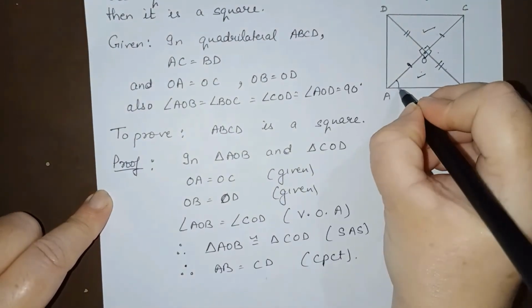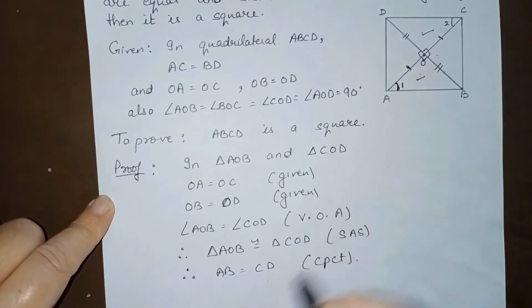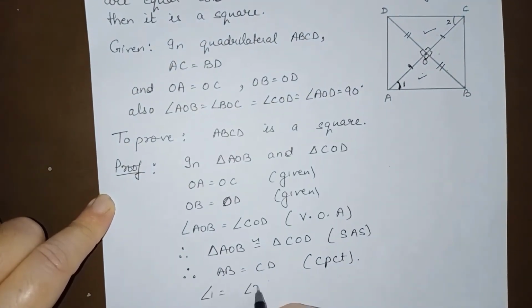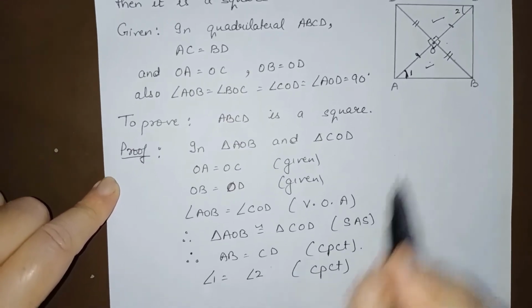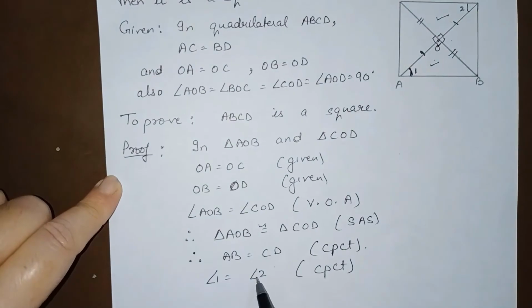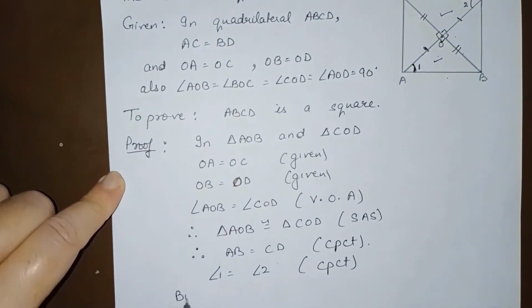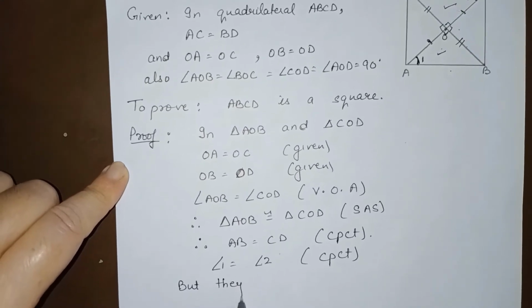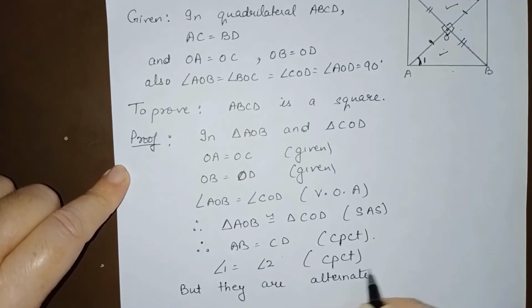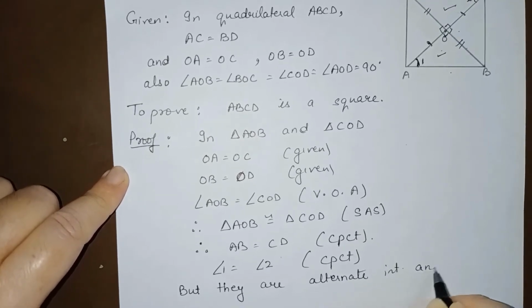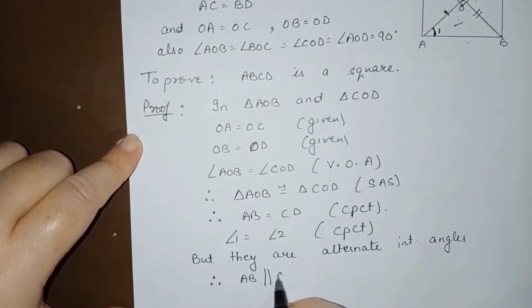Also, we have this angle is equal to this angle. Angle 1 is equal to angle 2 by CPCT. But they are alternate interior angles. And we know that when alternate interior angles are equal, lines are parallel. Therefore, we have AB is parallel to CD.